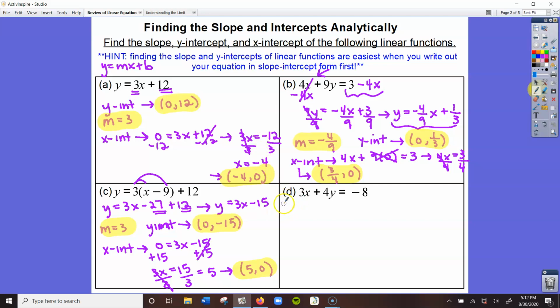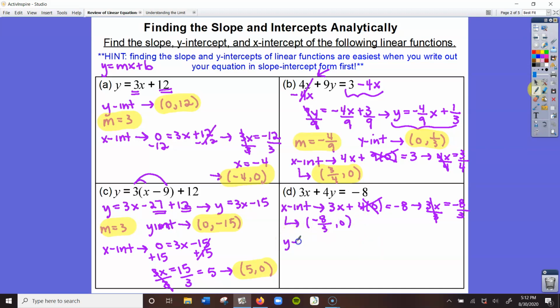So let's say I were to solve for the x-intercept. That means that I am going to plug in 0 for the y value. So I'm going to take my equation, which is 3x plus 4 times 0 is equal to negative 8. Again, anything multiplied by 0 is 0. So now my equation is 3x is equal to negative 8. Your final step would be to divide the 3. So x is equal to negative 8 over 3, meaning that the x-intercept is negative 8 over 3, 0.